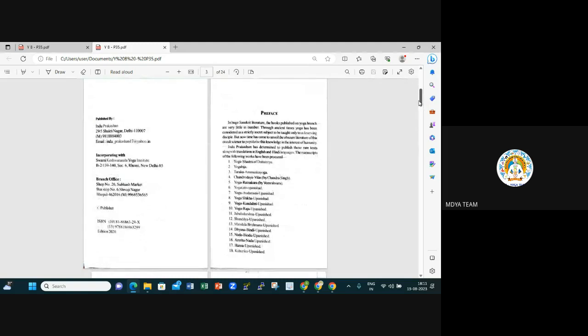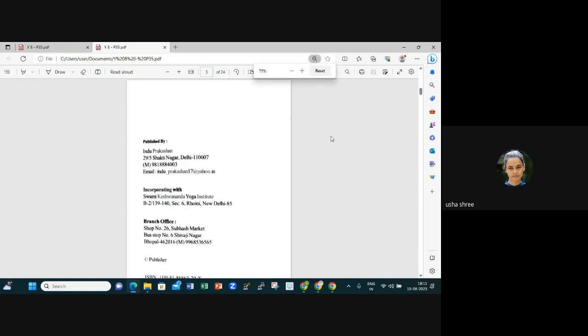Here you can see. Are you able to see my screen properly? Yes. Should I make it one page? One page is better because the font is very small. Okay. Now it is okay. Yes, ma'am. When you zoom it, it becomes clearer.